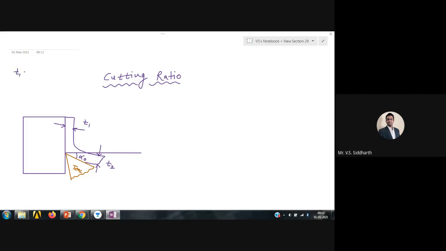T1 is uncut chip thickness and T2 is chip thickness. Okay. So this cutting ratio is basically divided into two types. First is chip thickness ratio.